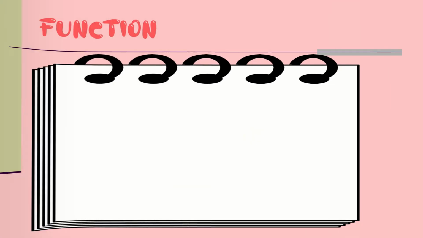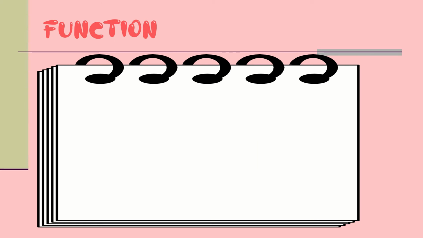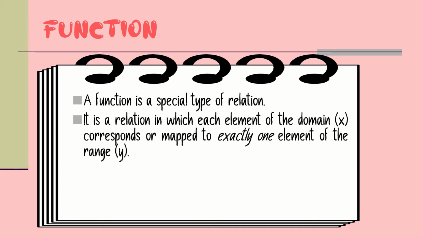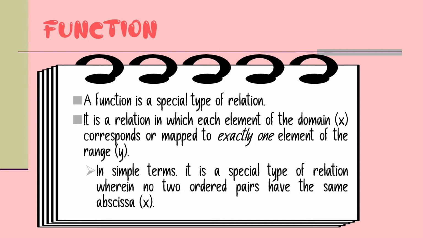Next, we have the function. What is a function? A function is a special type of relation. It is a relation in which each element of the domain X corresponds or maps to exactly one element in the range. In simple terms, it is a special type of relation wherein no two ordered pairs have the same abscissa. Thus, a set of ordered pairs is a function if no two distinct ordered pairs have equal abscissas.